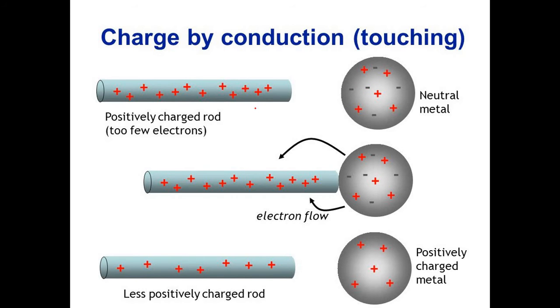For example, here we have an example. Let's say we have a positively charged rod. Mainly this rod is positive because it only has few electrons. And then we have one neutral metal here. So if we move the charged rod to touch the neutral metal, what will happen is that the electrons will flow.